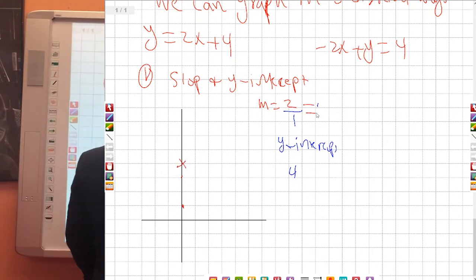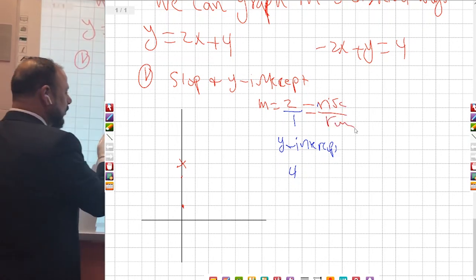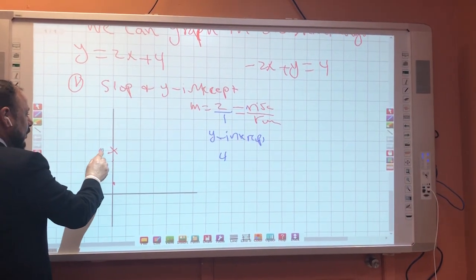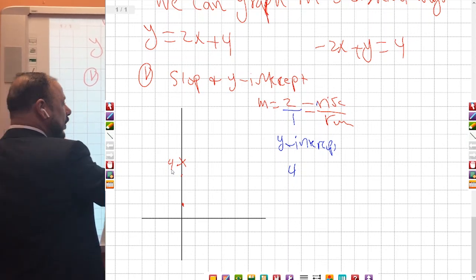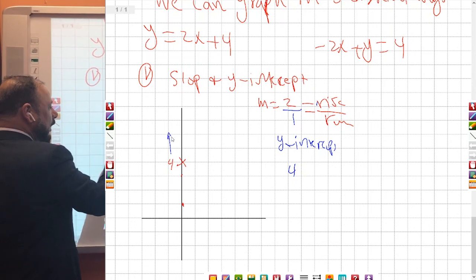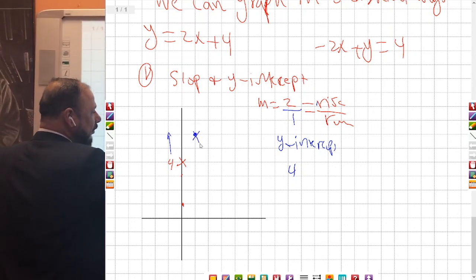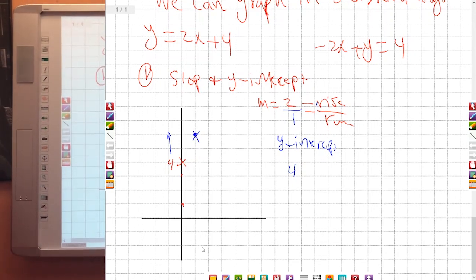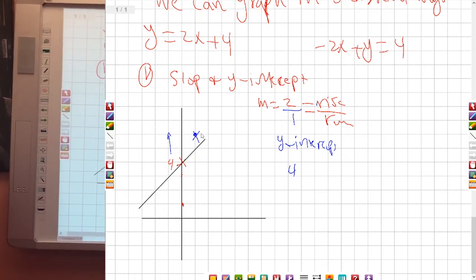This is the rise over run. You rise 2. Then from this 4, the y-intercept, you rise 1, 2, up. Why are we going up? Because it's a positive slope. And to the right, we go 1. Now I have the start point and the end point. Then you connect these 2 points with a line like this.